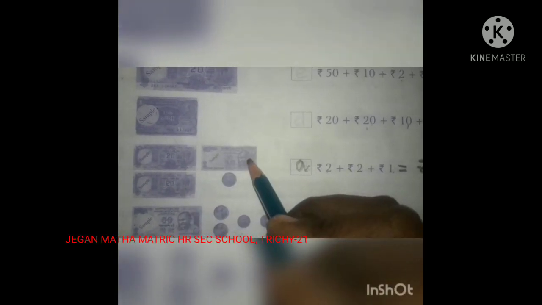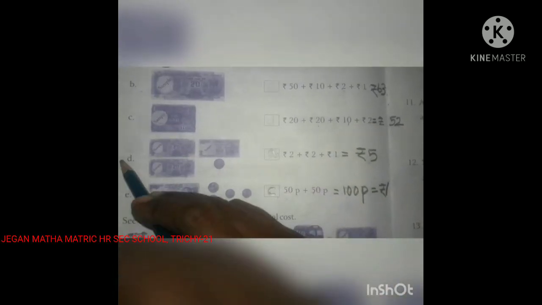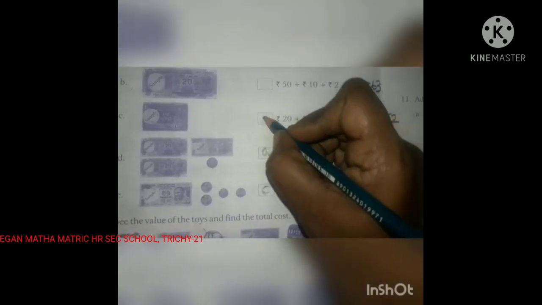D question. 20 rupees note, 20 rupees note. Here 10 rupees note, here 2 rupees. Totally 20 plus 20, 40. 40 plus 10, 50. 50 plus 2, 52. Okay, where is 52 present? Yes, it is here, 52. So for this D question, the answer is here, 52.